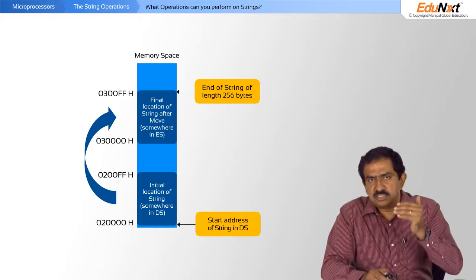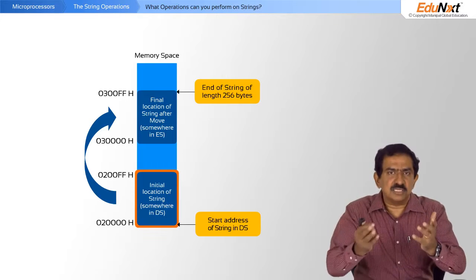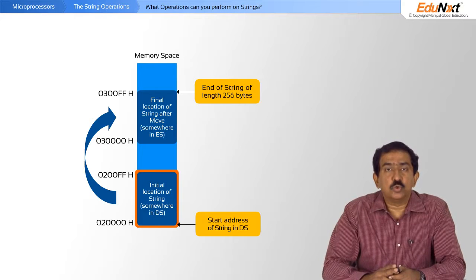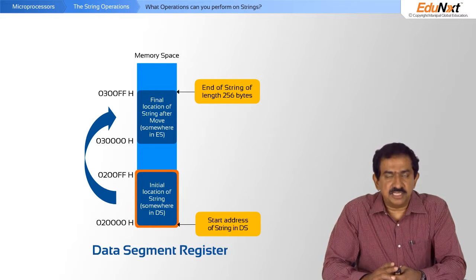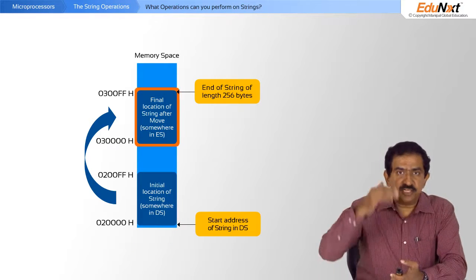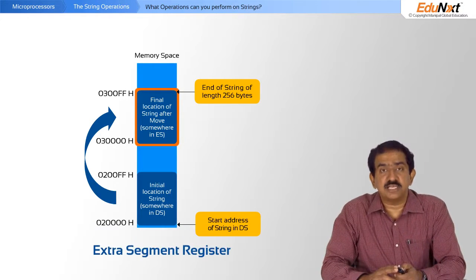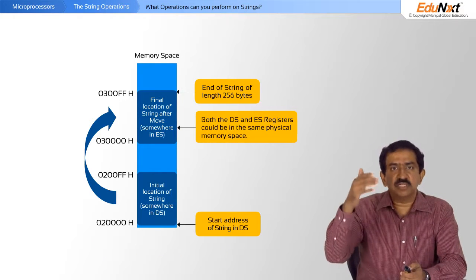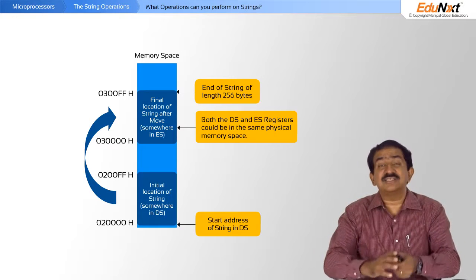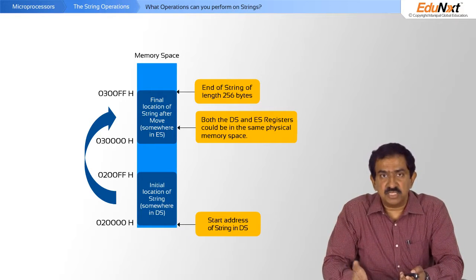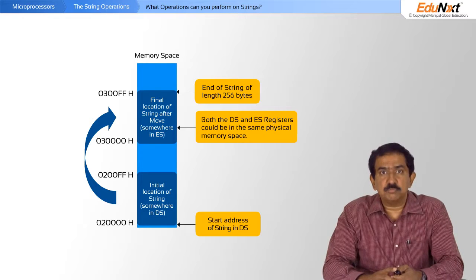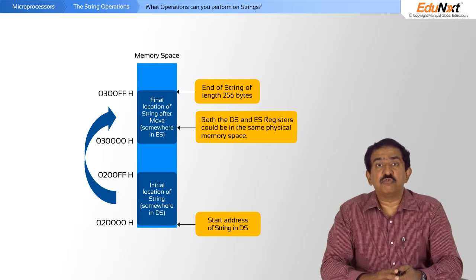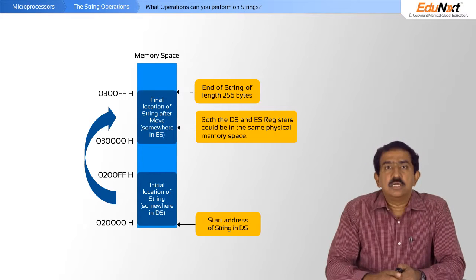Now, the bottom address, in this case the temporary storage location, the source location, is pointed to by the register DS, the data segment register. The destination location is pointed to by the extra segment register, ES. Obviously, both the data segment and the extra segment registers could be in the same physical memory space, and typically are. But you use the two registers to tell the processor that DS is the source and ES the destination for this string move operation. So how does this happen?